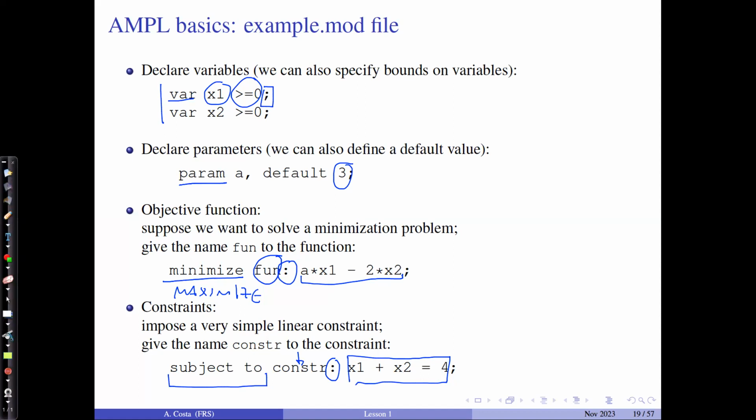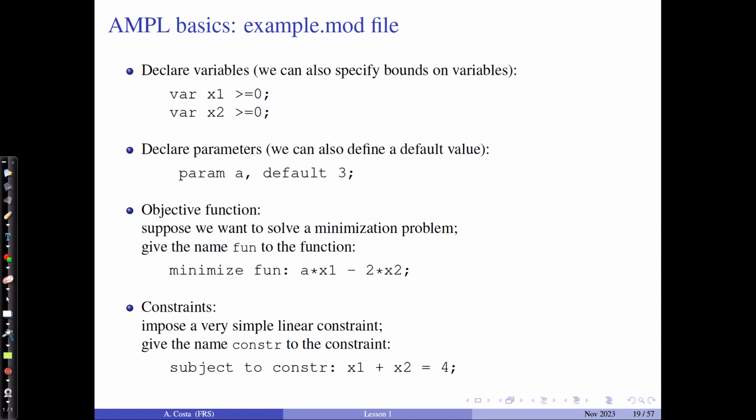Now, if I ask you to do that, you may take a piece of paper and try it, and maybe you can find a solution. But imagine when you have 100 or 1,000 variables. You cannot do that. But with this, we can.